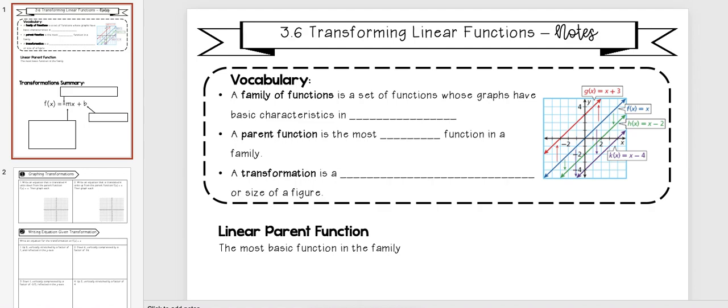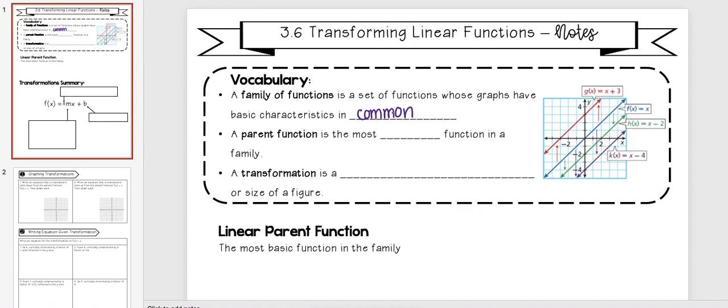Going to be talking about transformations, and this is going to be the very last new lesson for our unit on graphing linear functions. And so first, for just some vocabulary, a family of functions is a set of functions whose graphs have basic characteristics in common. For our purposes, we're going to be looking at the family of linear functions.